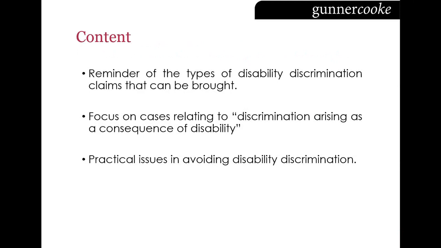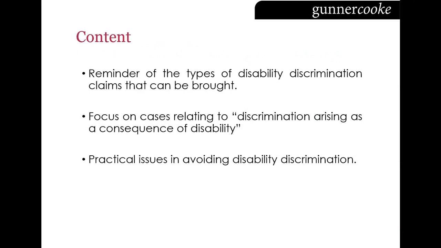And to put this into context, in recent years, bearing in mind the drop in claims in the tribunals as a result of the fees, successful discrimination claims of all types, not just disability discrimination, but all types of discrimination claims, have hovered at around the 80 mark per annum. So that's quite a lot of successful claims relating to discrimination arising as a consequence of disability.